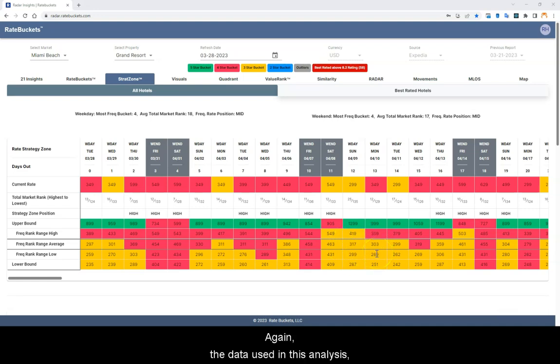Again, the data used in this analysis looks forward instead of historically. The strategy zone position row indicates which days the hotel's pricing is above or below the typical range. The upper and lower bounds indicate the rates at which pricing would be considered an outlier, given the hotel's pricing strategy over the next 365 days, if the hotel were to price above or below those bounds.